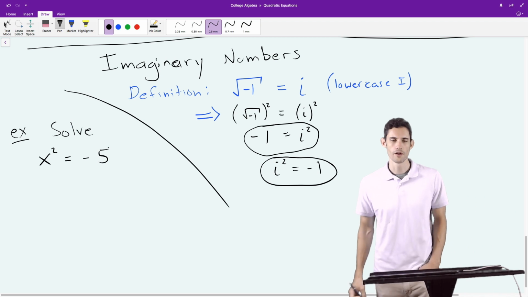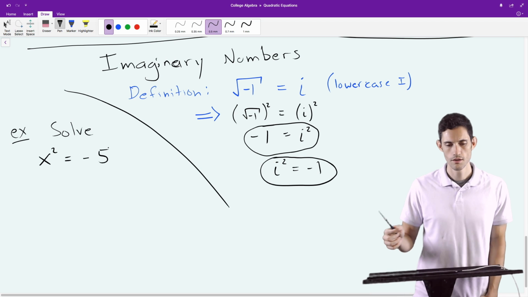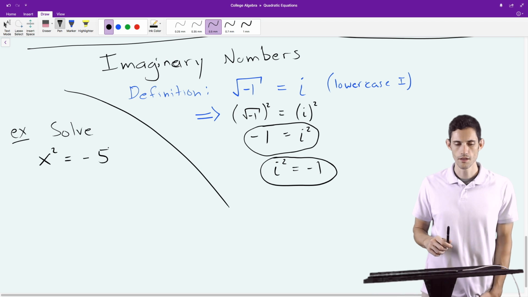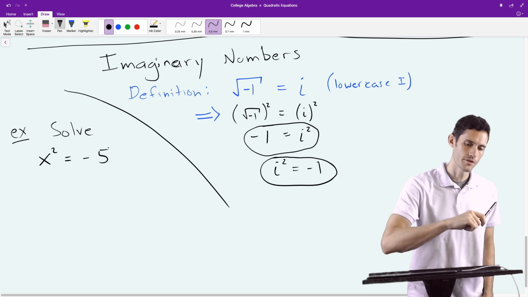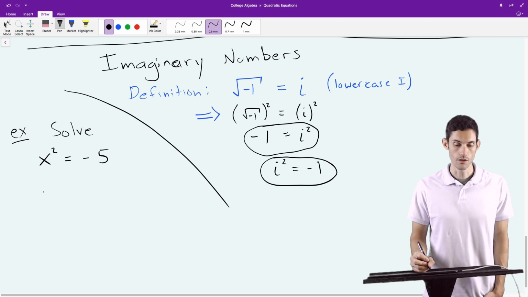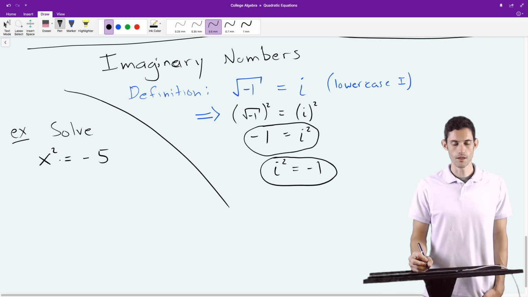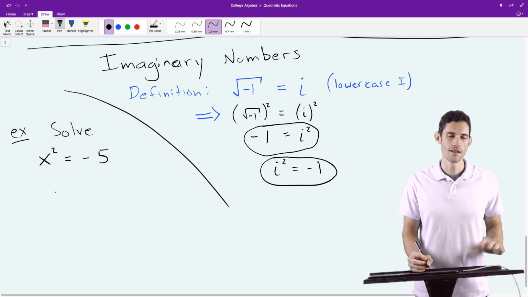X squared equals -5. So you would look at that just right off the bat and say, well, I need to know a number that I can multiply by itself that'll give me -5. And then it might not come to you immediately. It wouldn't come to me either. But that's okay. We can just do math. And so we don't have to think about it.